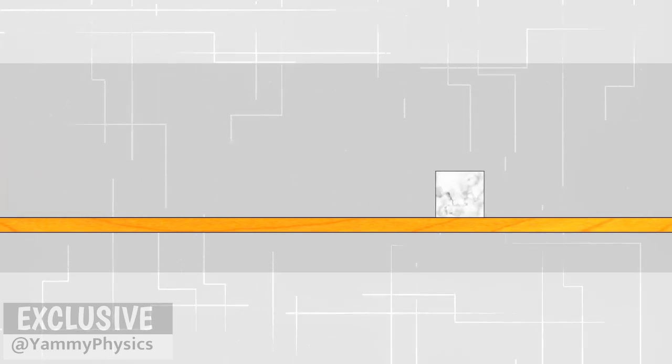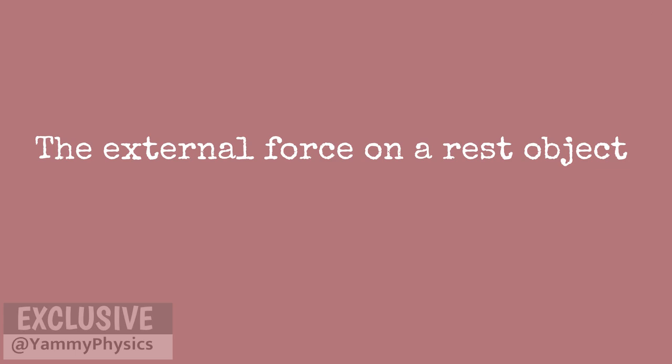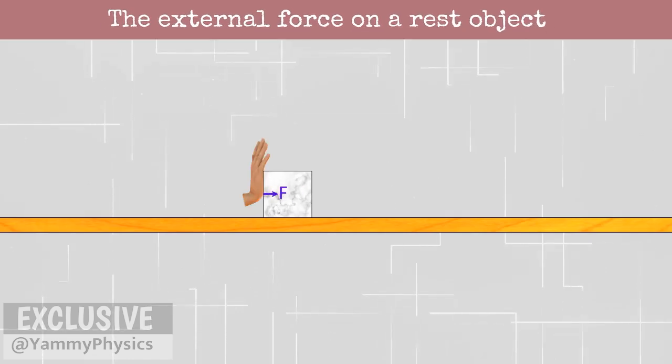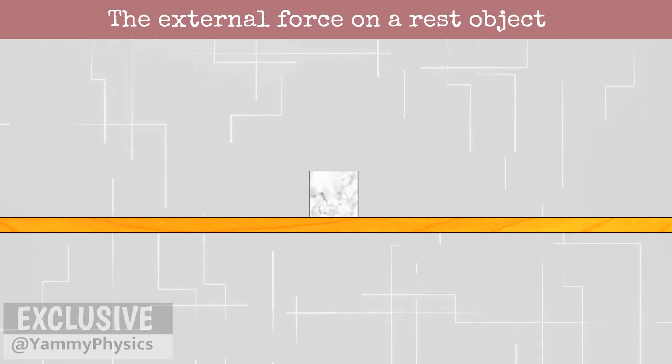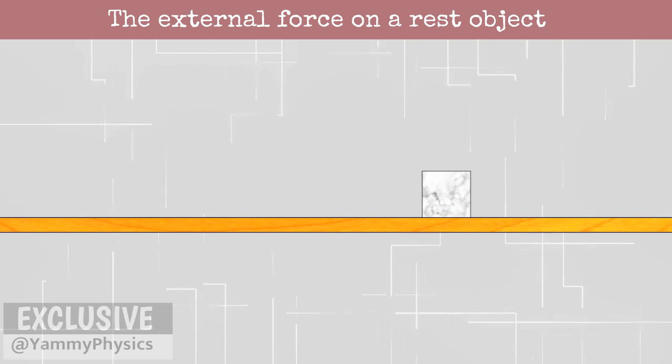From here there are two conditions. First, the external force on a stationary object. The instantaneous force is exerted from outside the block. This means that the instantaneous force F is an external force. External forces can cause stationary objects to move.